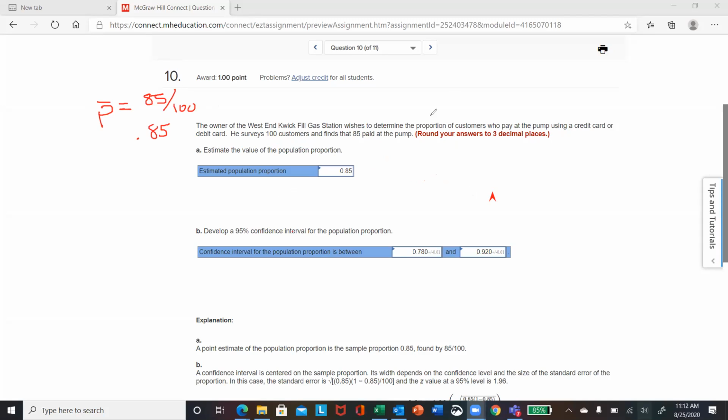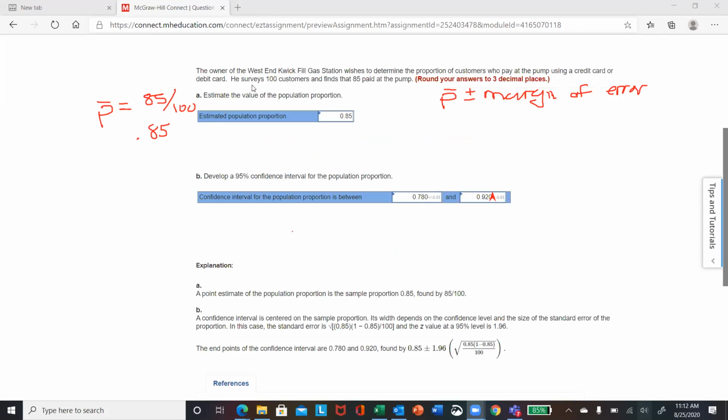Once you know that, you simply plug in your P bar plus or minus, and then you're going to calculate your margin of error. The formula in this one is a little bit different than your other ones. You would go P bar plus or minus your Z value multiplied by the square root of P bar times 1 minus P bar all over n, and that is kind of like your standard error calculation.